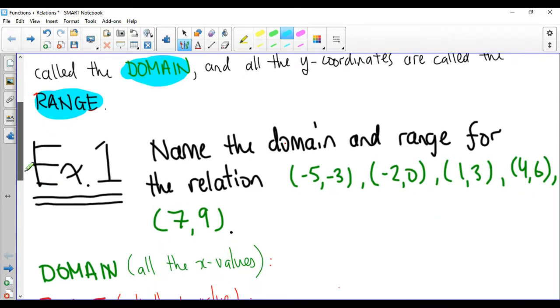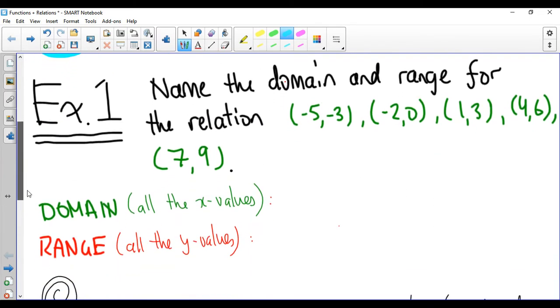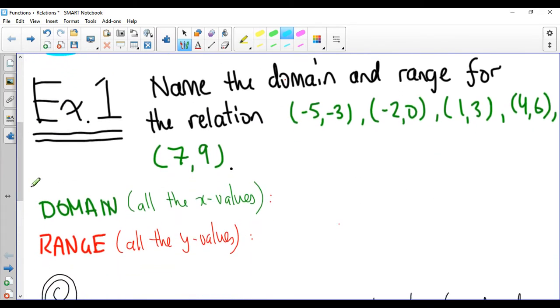So if you look at an example here, name the domain and range for the relation. When you look at these, what do you see? Well, these are just coordinates. How many coordinates do you see? I see 1, 2, 3, 4, 5. All right. So there are 5 coordinates, which means that I have at most 5 x values and 5 y values.